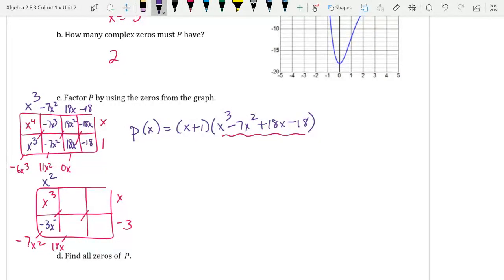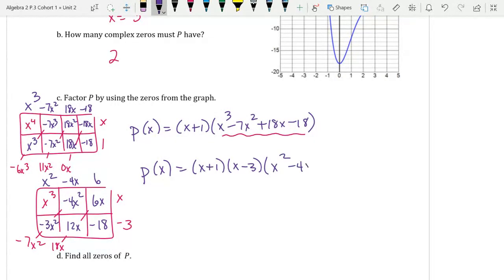-3x squared. -4x squared, that would make -7x squared, so we're good there. Minus 4x, that would make this 12x. I need that to be 6. That's 6. -18, which is good. So what this tells us is now I can write p of x as x plus 1, x minus 3, and this new expression, x squared minus 4x plus 6.